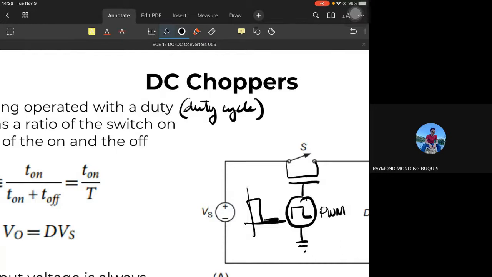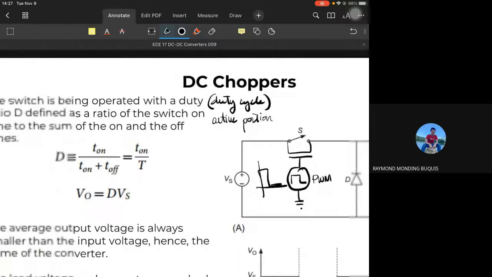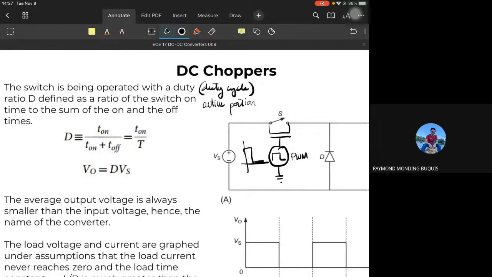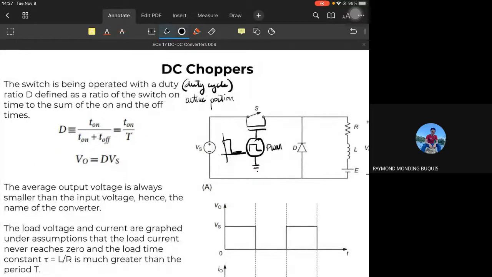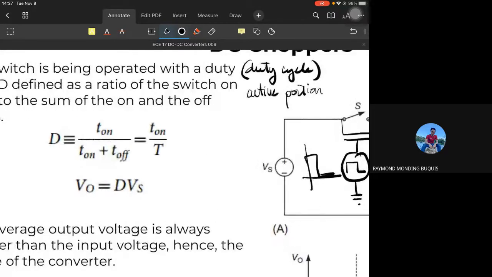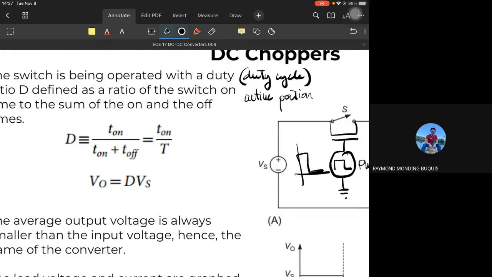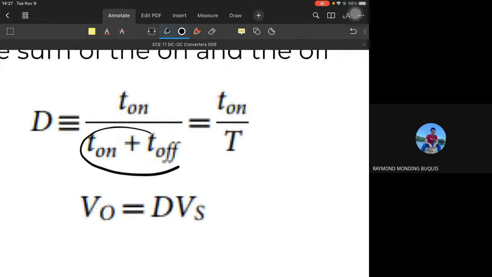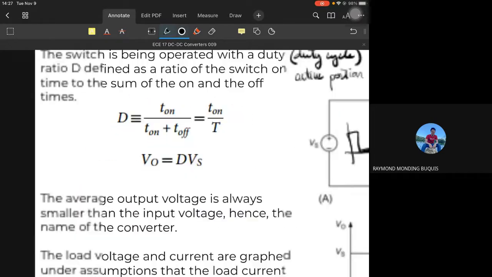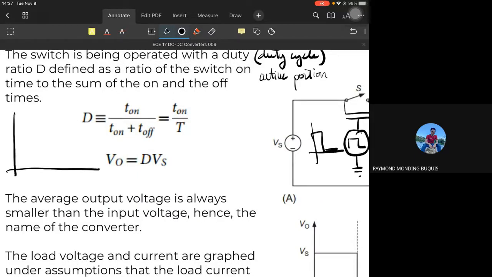It is the active portion of the period of the input signal, as the ratio of the switch on time to the sum of the on and off times. So here, the duty ratio or duty cycle D is equal to the time that it is on divided by the time it is on plus the time it is off. And we know that the sum of the time that it is on and off is equal to the period itself. So for example, take this pulse width modulated signal.